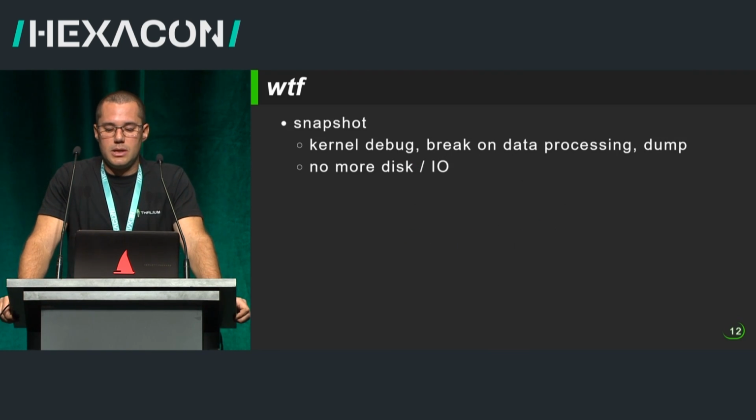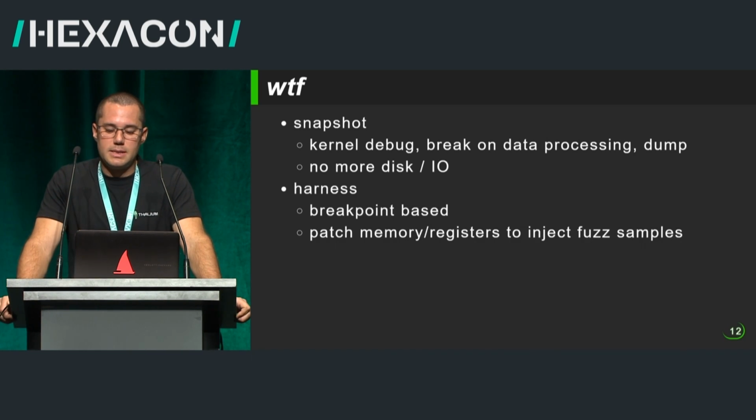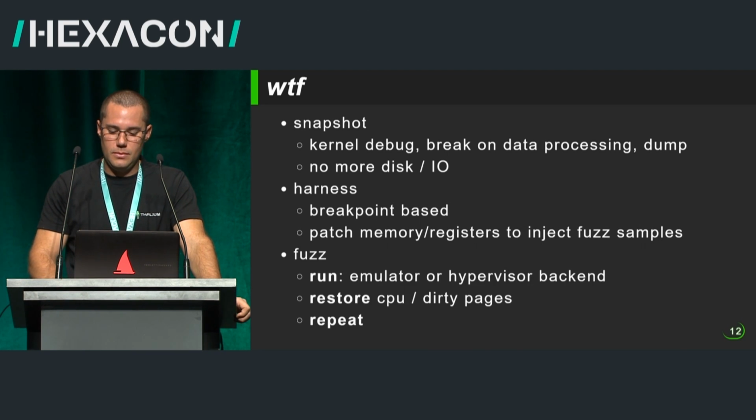The snapshot is taken using kernel debug. Note that after the snapshot, you no longer have access to the disk or I/O. The harness is based on actions on breakpoints and patching the memory or registers to inject data. The fuzzing part is based on different backends, emulation or virtual machine.